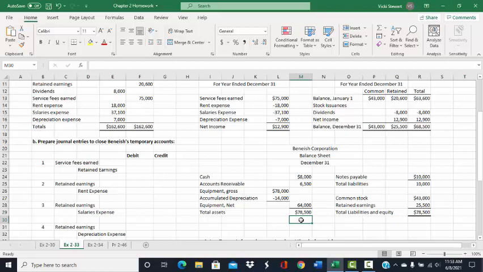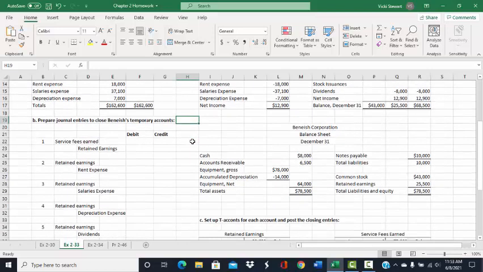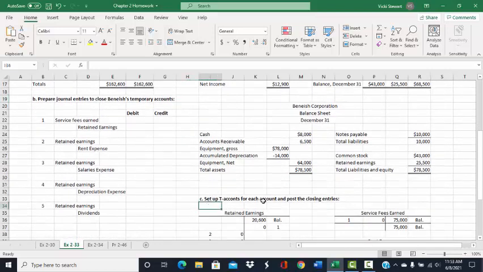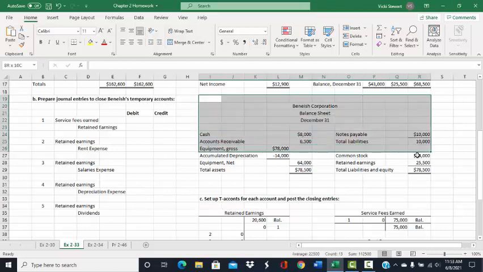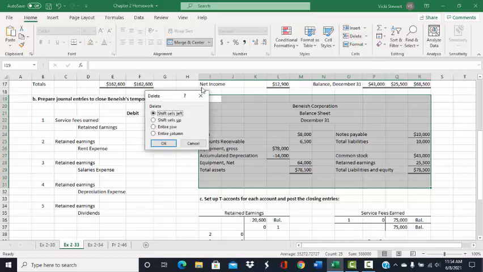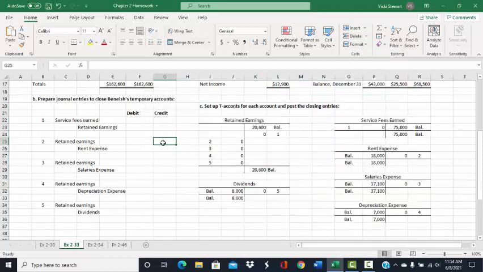The B part of the problem states to prepare the journal entries to close Beanish's temporary accounts. The C portion says to set up T accounts for each account and post the closing entries. So I'm going to go ahead and just move the balance sheet out of the way, so we'll be able to see the T accounts as we prepare our closing entries.